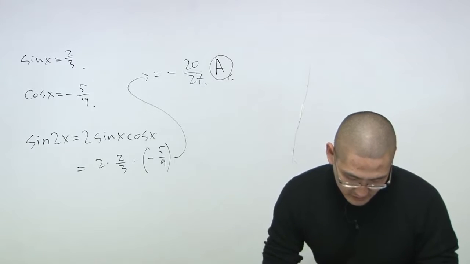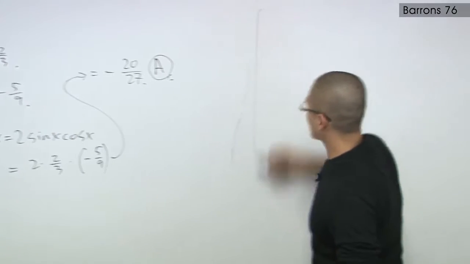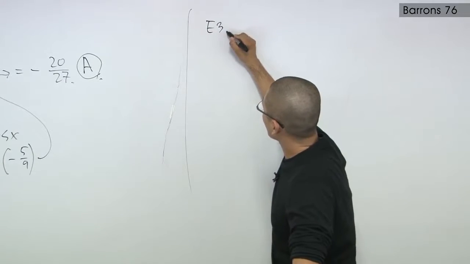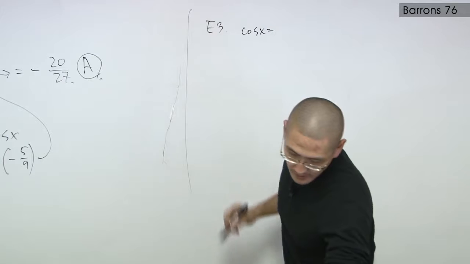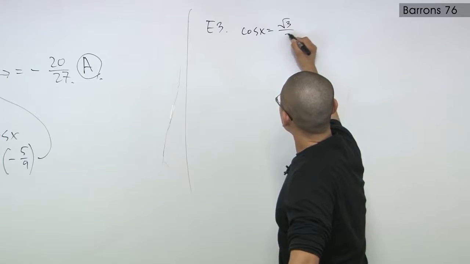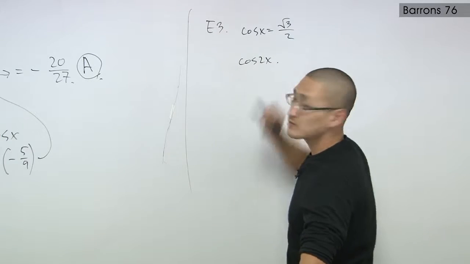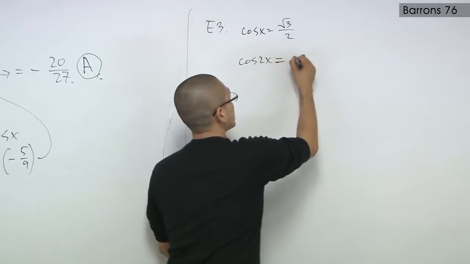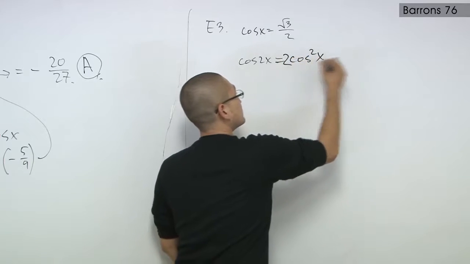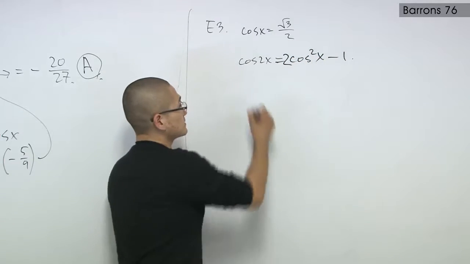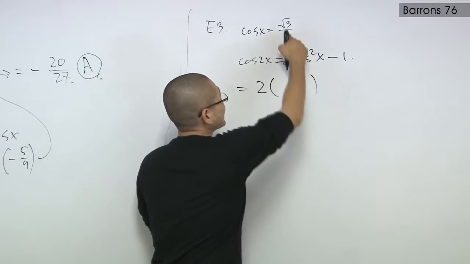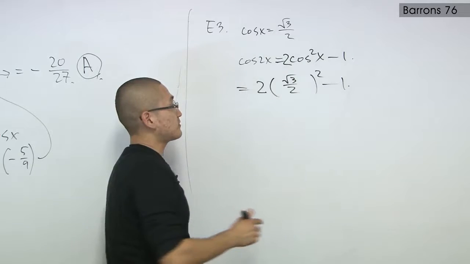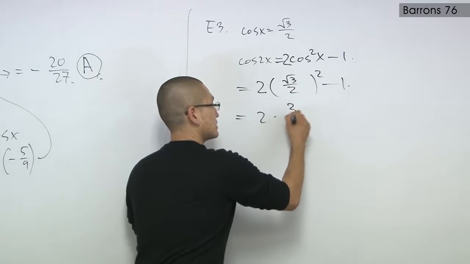All right, moving on to number 3. We have a cosine double angle question. Cosine x is given as radical 3 over 2. Then find cosine 2x. We just did that last time with an example: this is the same as writing 2 cosine squared x minus 1. Simply plugging in this thing squared, minus 1, gives us the value that we're looking for. And that comes out really clean for us.